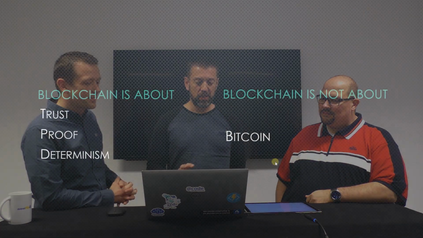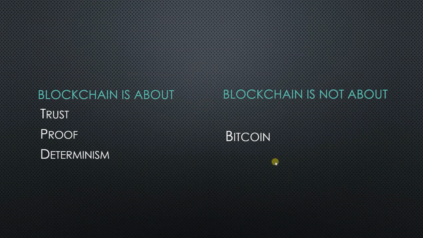Cool. And just to recapitulate what blockchain is about, for those who don't know, I just want to say blockchain is about trust, proof, and determinism. Blockchain allows you to have trust in the data. It allows you to prove that the data is correct. And determinism means that what happens is the only way it could have happened.